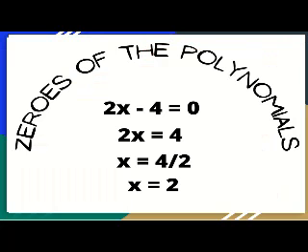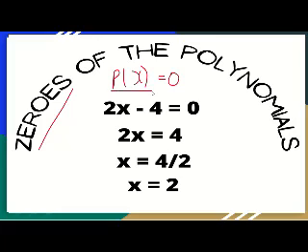Zero of the polynomial. What is zero of the polynomial? Zero of the polynomial means, by the name itself it indicates, what should the value of your polynomial be? P of x is equal to 0. P of x is equal to what? It should be equal to 0. Right? So P of x is nothing but whatever the polynomial given to you.